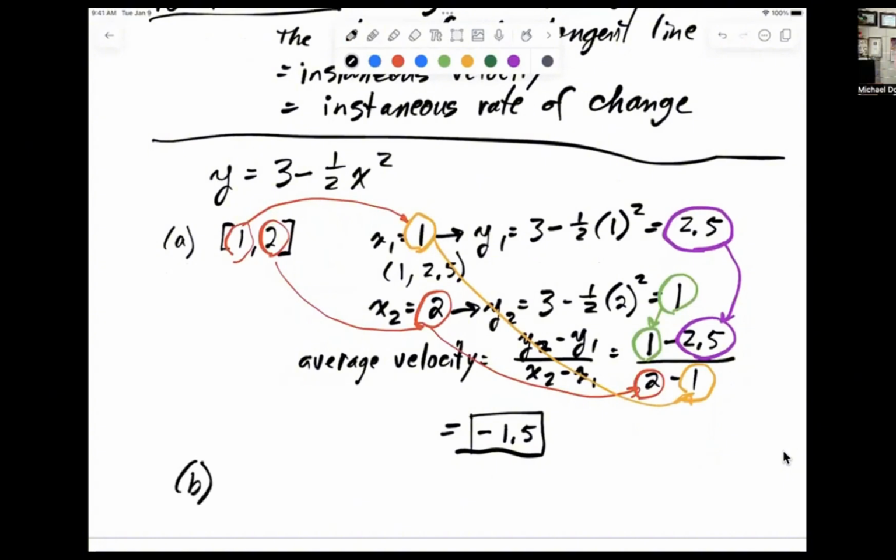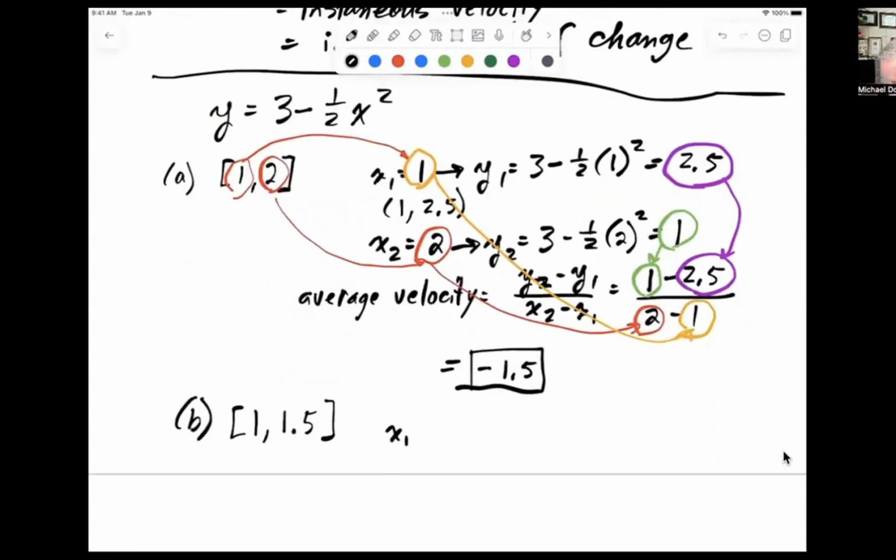Now I can keep doing this for the other values. So I have 1 comma 1.5. Here x sub 1 is 1, and I can solve for y sub 1 the same way I did before, because that's the same as what we had before. And then x2 is 1.5, and I come up with y sub 2. And when I do that, I come up with 1.875.